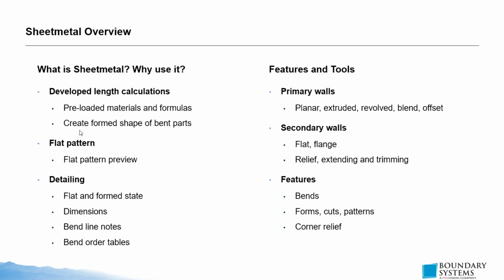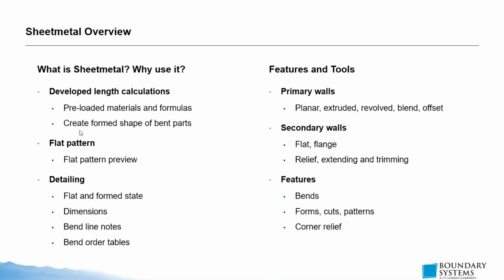And those can be made in all of the same ways as primary walls through those initial methods, and additionally through the flat and flange tools inside of the software. They just make it easier to make a secondary wall based on the profile from either the side or the horizontal view.